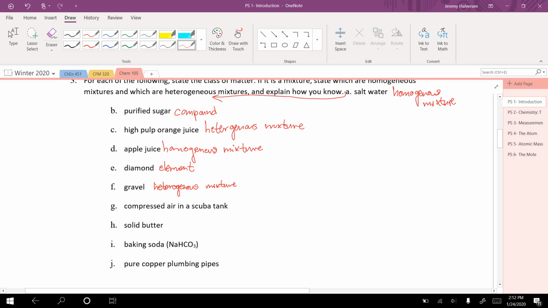And then compressed air in a scuba tank is actually a homogeneous mixture. A lot of people wonder about this one because they don't necessarily know what the different compounds in scuba tank air are, but if it's just compressed air, it's got oxygen, it's got nitrogen, it probably has some argon in it, but you can't tell the difference, so that would be homogeneous. Solid butter, that's a mixture and it's heterogeneous. Oh, excuse me, that's homogeneous.